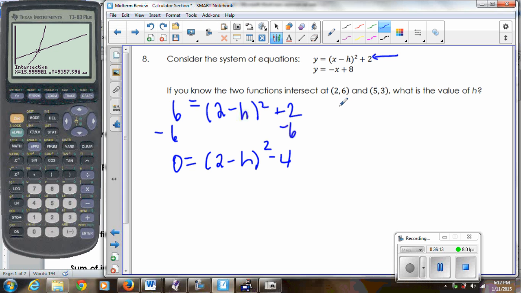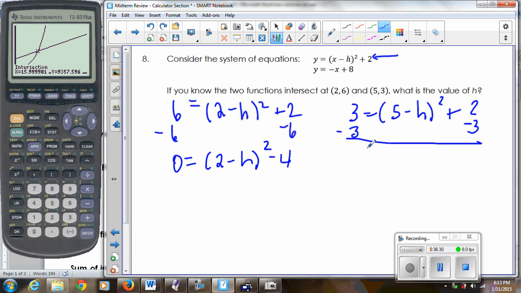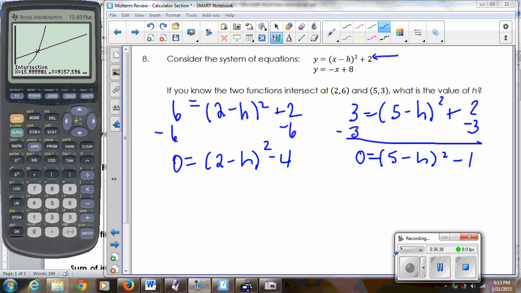And I said, okay, so let's go ahead and let x be 5 and y be 3. So 3 must equal the quantity 5 minus h squared plus 2. And then I subtracted 3 from both sides. And I found that 0 is equal to 5 minus h, the quantity squared, minus 1.